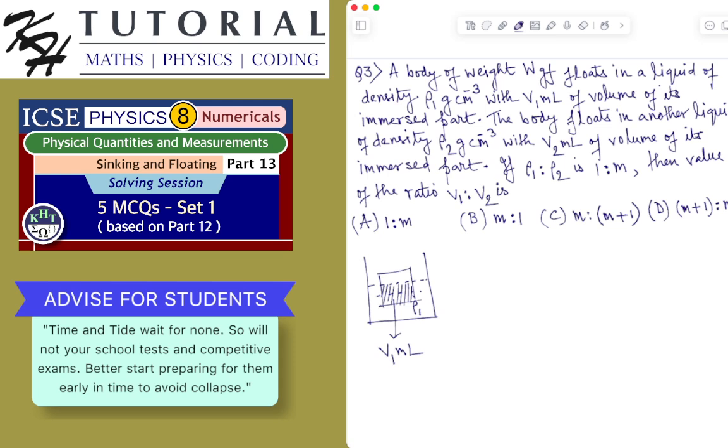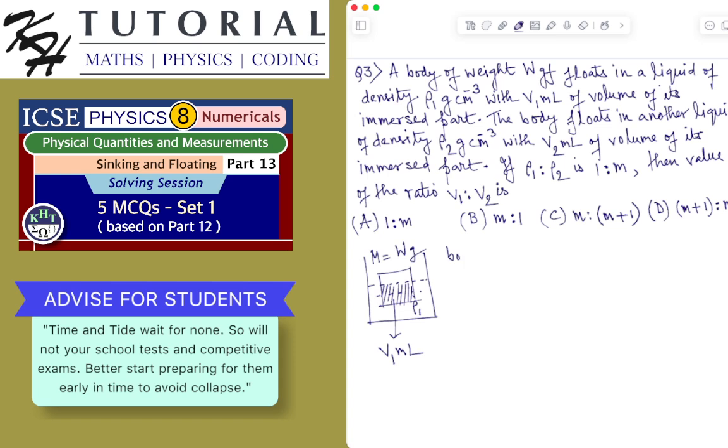Since the weight of the body is given as W gf, I can say the mass of the body is W gram. Also it is given that a body of weight W gf floats. A body floats in a liquid only when its apparent weight is 0. That is, its weight is equal to the buoyant force.